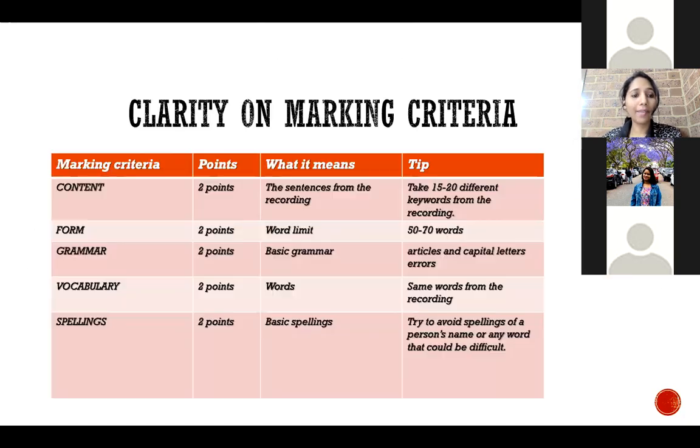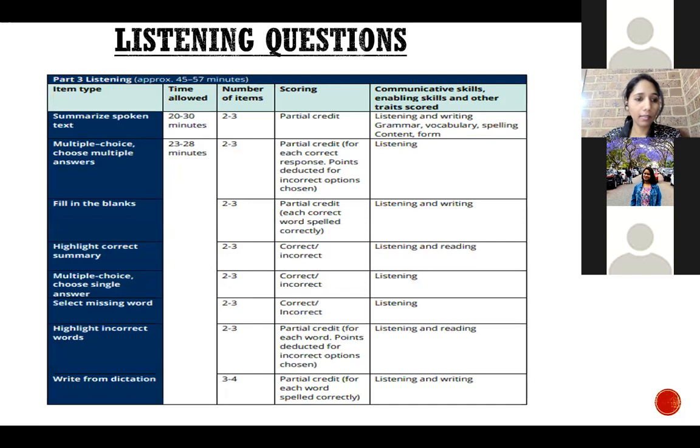The next type of question is highlight incorrect words and fill in the blanks. So you have three important questions: fill in the blanks, highlight incorrect word, and write from dictation.